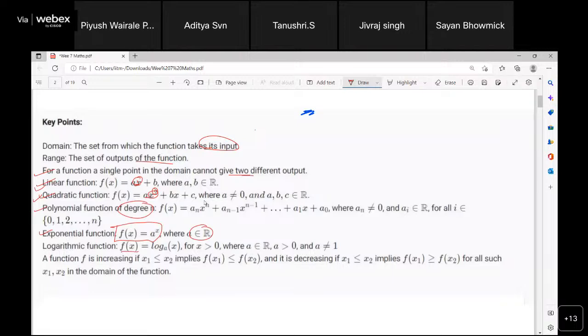So what is logarithmic function? f of x equals log of x to the base a, where x is greater than 0 and a belongs to the real numbers, where a is greater than 0 and not equal to 1. That is basically a logarithmic function, right?